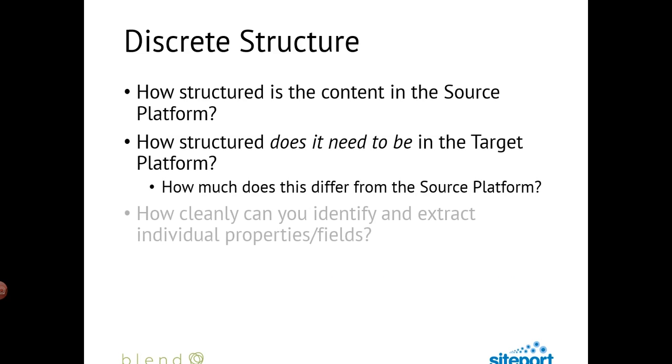And more importantly, how structured does it need to be in the target platform? And how does this differ from the source platform? If the target platform you're moving to really requires an enormous amount of structure and you have none, that's a problem. If you're just doing a forklift migration, then the structure is probably the same. You're going to map over content objects with the same properties between the two systems.